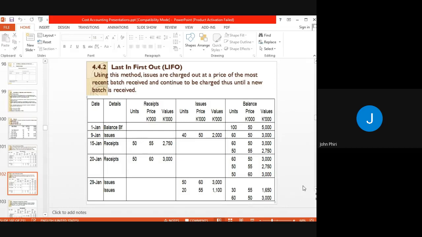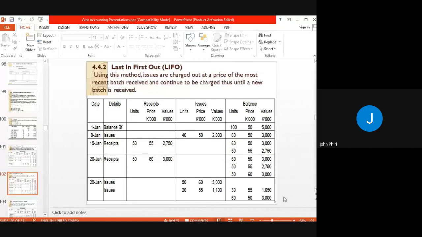But we still have a balance of 20. So where are we going to get the 20? From the next one, which was received on January 15. That is 20 at 55, and that gives us the amount 1,100. But then we have a balance, 50 minus 20, we still have a balance of 30, so we need to put that balance of 30 at 55, 1,650. And still we have not touched the first one on top, which we received, which is our balance.